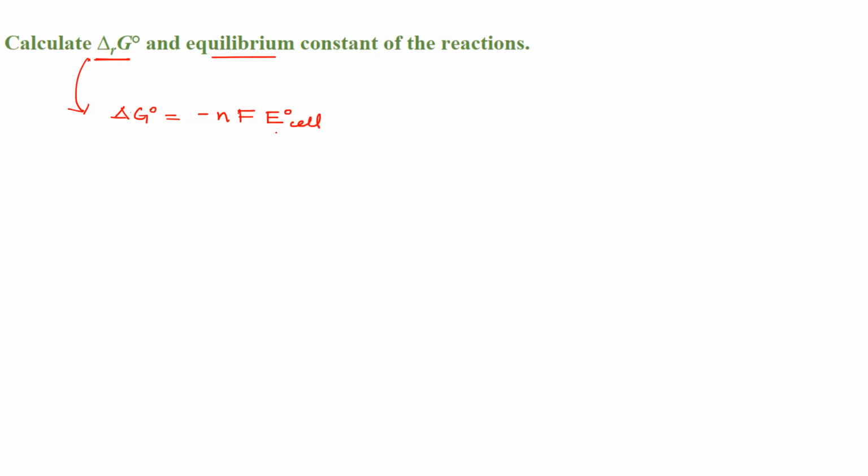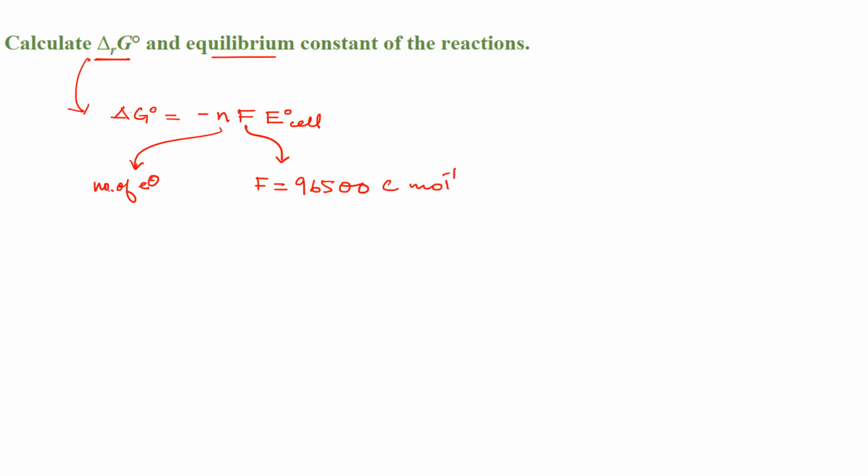You know what E naught of cell is, obviously, that you have calculated. What is N? The number of electrons involved in the reaction. What is F? F is the Faraday's constant, and its value is approximately 96500. And what are its units? Coulomb per mole. So first of all, they are talking about the number of electrons.